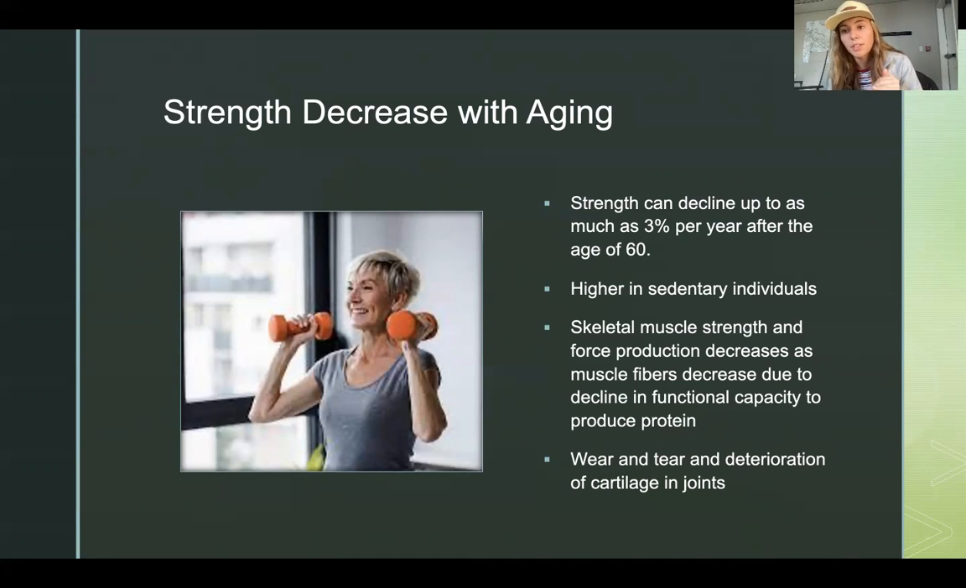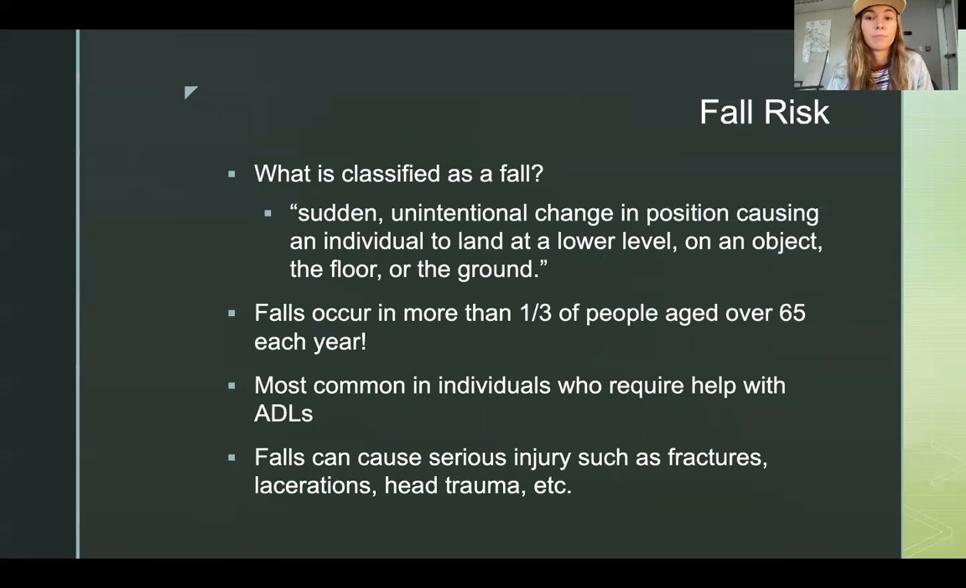And then I wanted to just mention quickly, there's also this wear and tear and deterioration of cartilage in the joints. Not necessarily specifically the muscle, but the wear and tear on the cartilage is going to cause joint mobility to not be as fluid as when the individual is younger. So the deterioration of the cartilage can also cause problems in gait mechanics, things like that. Just normal activities of daily living, ADLs. There's going to be some struggle there.